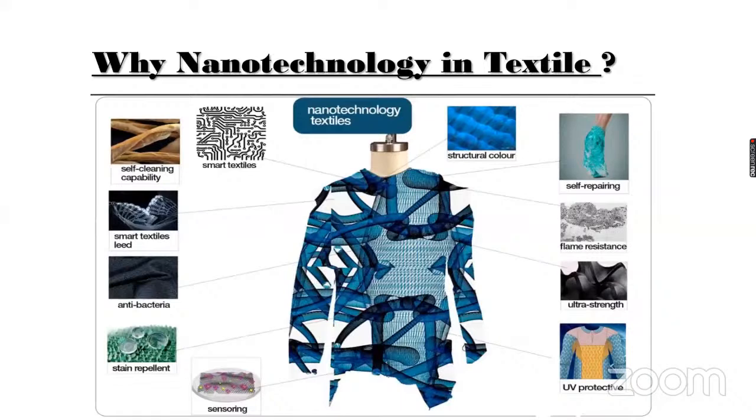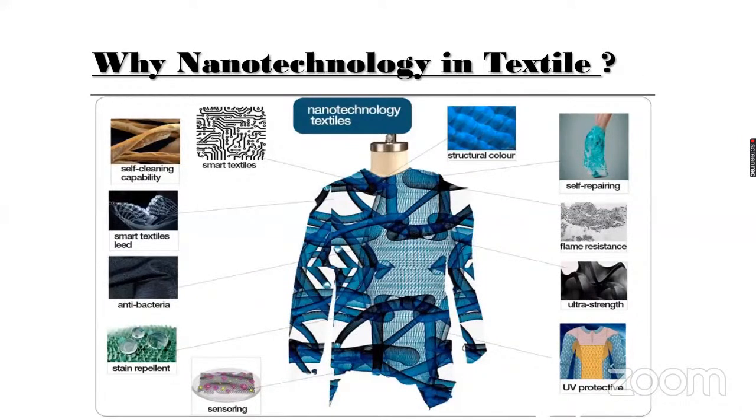So now the question is, why is nanotechnology used in the textile industry? We saw nanomaterials have some unique properties. Using those unique properties in the textile industry, we can design more advanced and smarter clothes. For example, the stain repellent property. The nanoparticles of silica create a surface coating that repels water and stains. It creates enough surface tension to ensure that liquid forms beads that roll off the fabric.